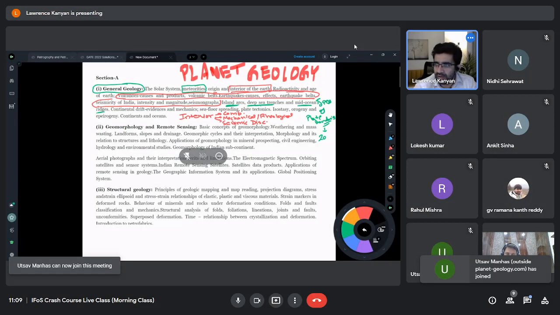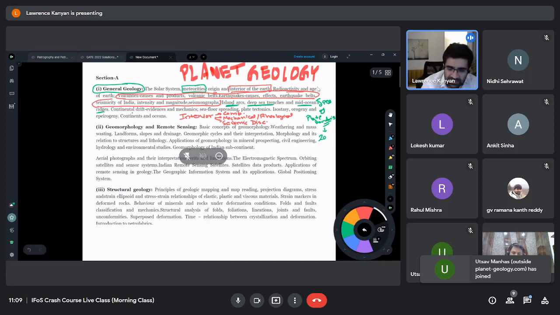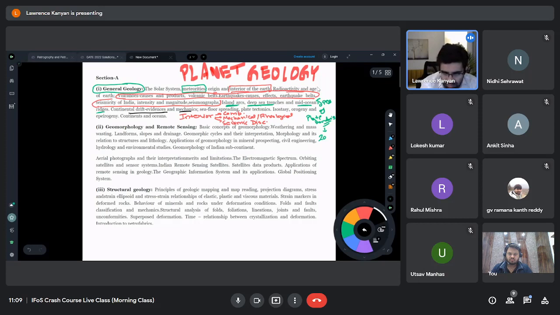Then continental drift, evidences and mechanics. This question has also been asked. Basically, sea floor spreading, which again will be a single question. Plate tectonics and types of plate boundaries we have already studied. And isostasy, orogeny, epeirogeny. These questions can also be asked.